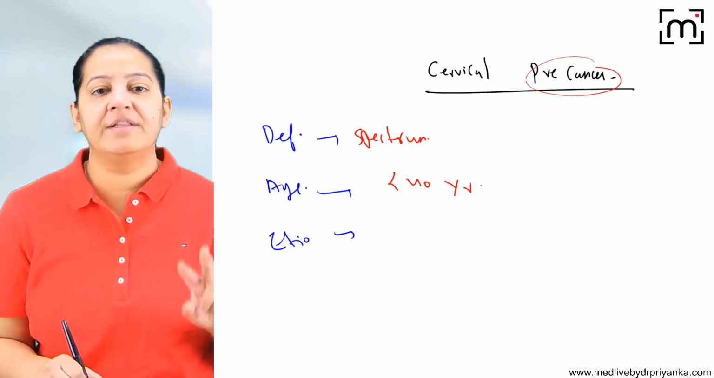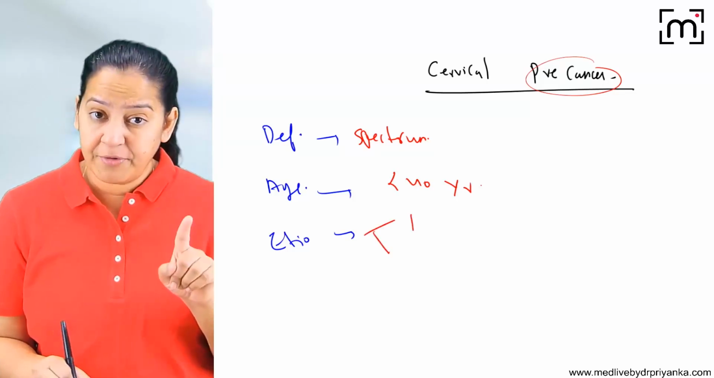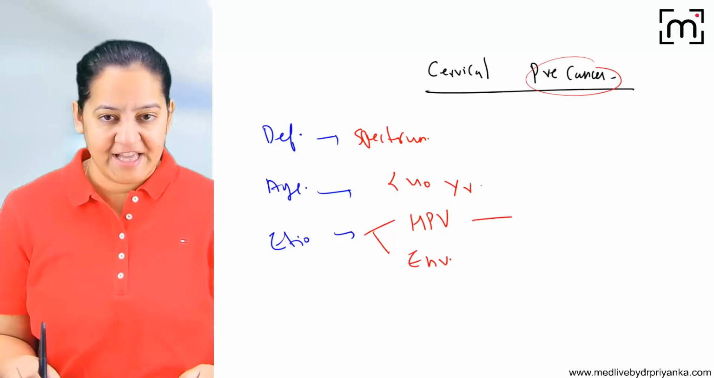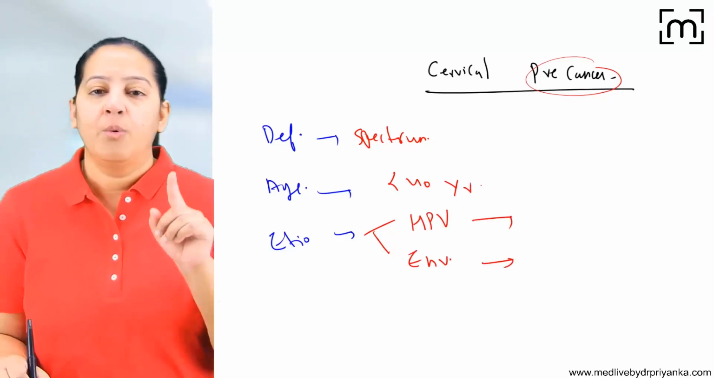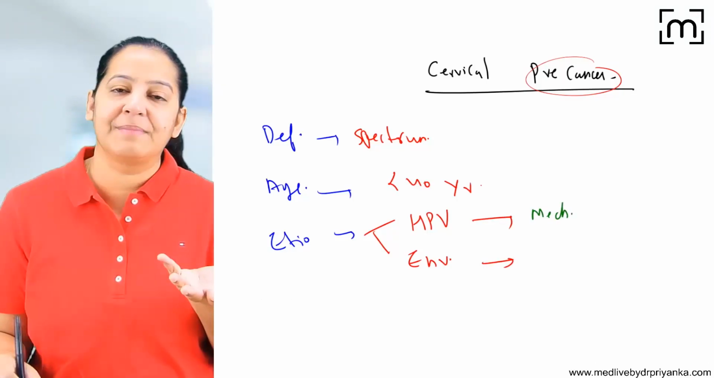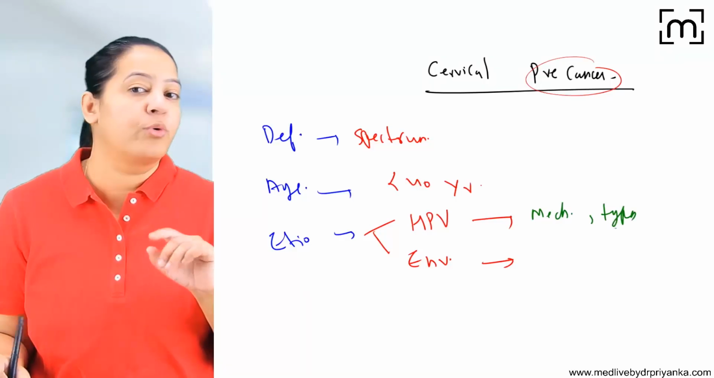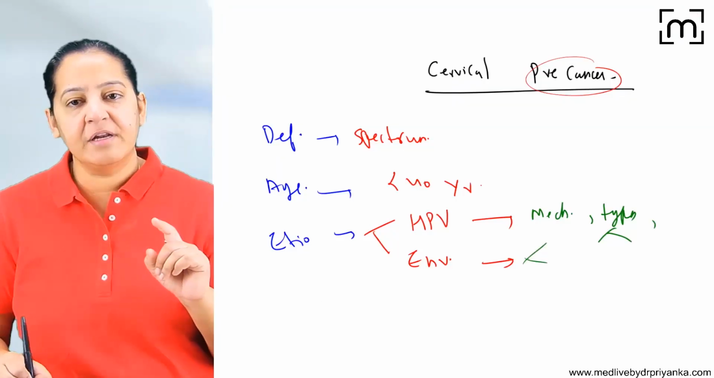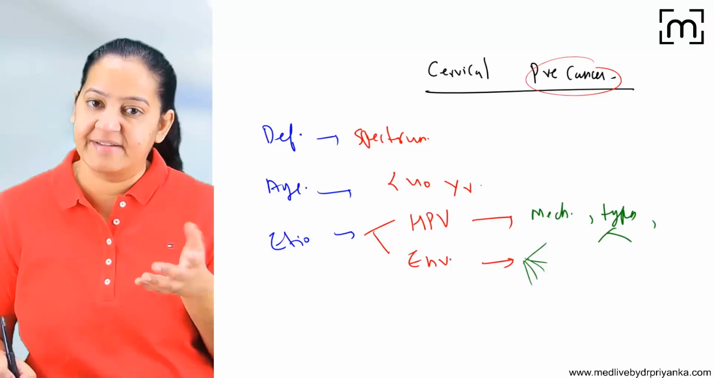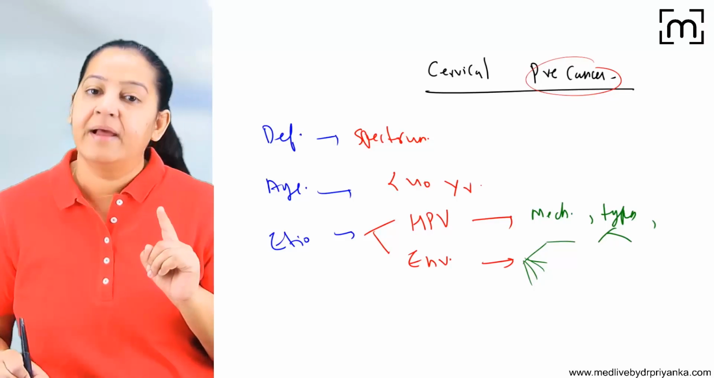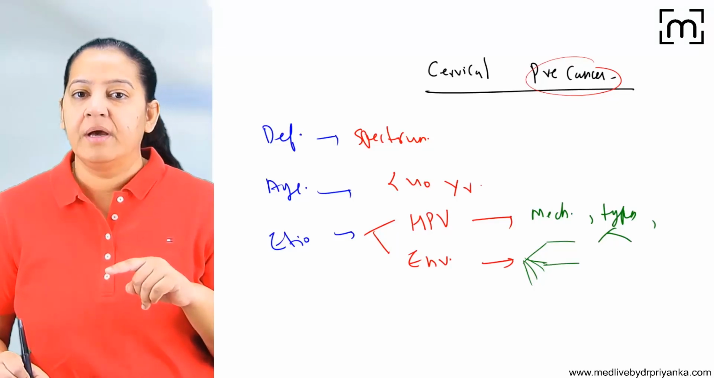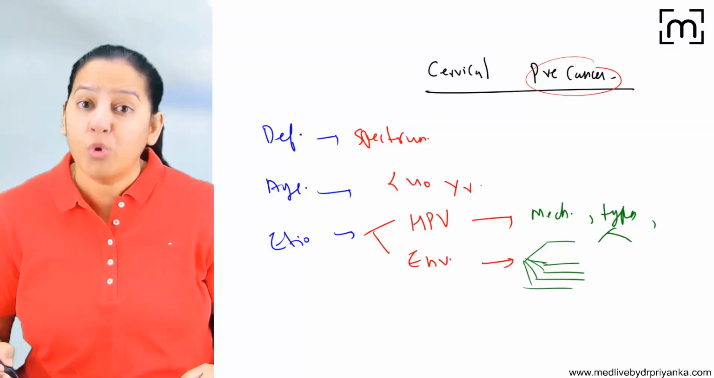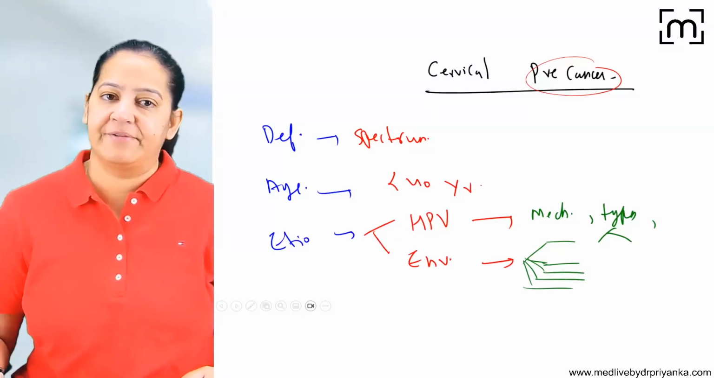And what is the etiology? There are two risk factors. The most important risk factor is the HPV virus, and second is environmental factors. In HPV, you have to explain everything: what is the mechanism, how does HPV cause malignancy, and what are the types of HPV, low risk and high risk. And that's all about it. In the environmental factors, you have to enumerate smoking, environmental pollution, dietary deficiencies, hormonal changes, OCPs. So these are the environmental risk factors.